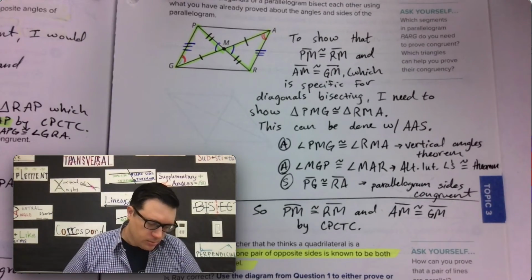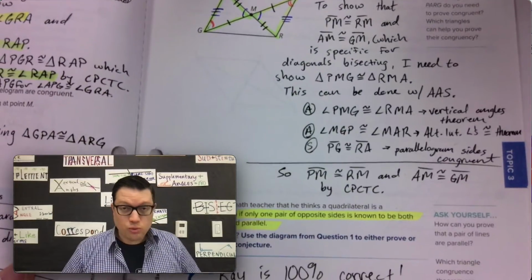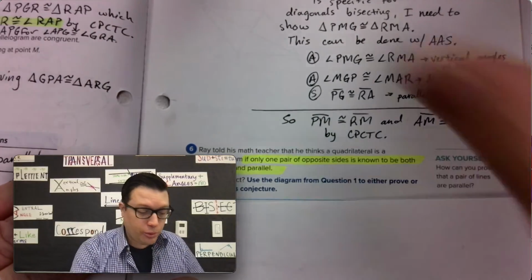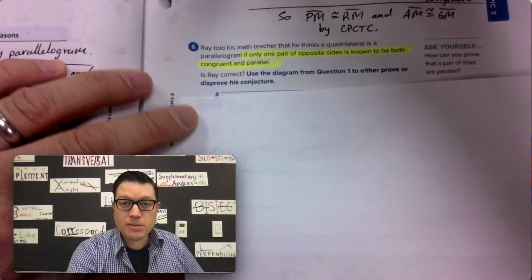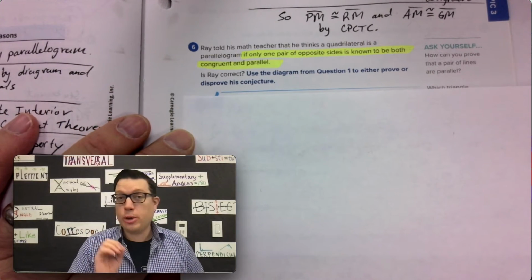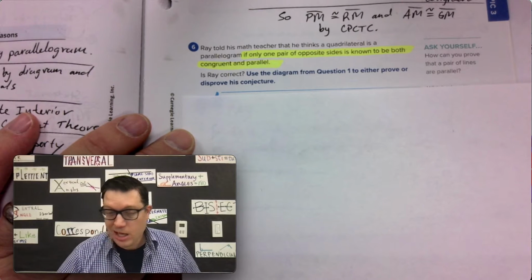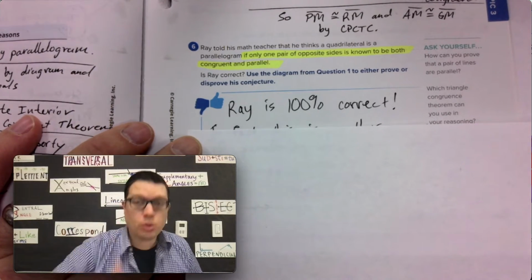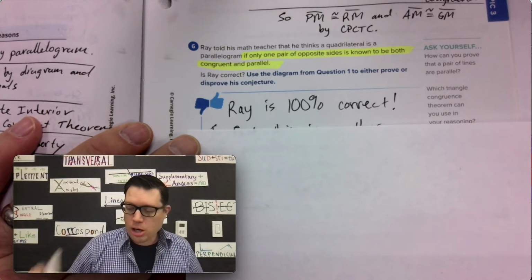Okay. Well, Smarty Pants Ray gets up there and he says, you know what, I believe that we could prove a quadrilateral is a parallelogram if only one pair of opposite sides is known to be both parallel and congruent. And he is 100% correct. I gotta let you guys know this is worth highlighting. That's almost a note card statement.